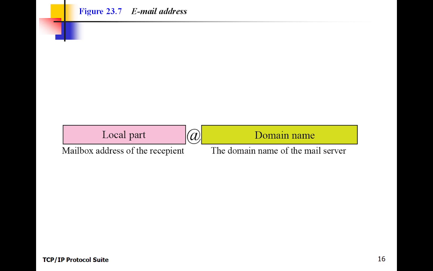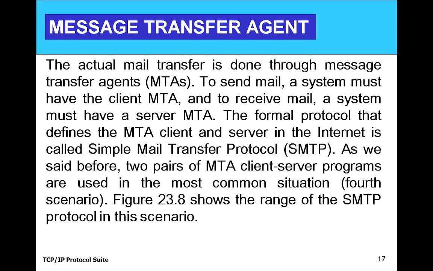This is the email address: a local part and a domain name, connected with the at symbol. The mailbox is the address of the recipient, then the domain name of the mail server. For example, Sidambaram at gmail.com means that Gmail is the domain name and Sidambaram is the local part, the recipient name. The local part may be anything, but the domain name we should not change, either Gmail or Yahoo or whatever it may be.